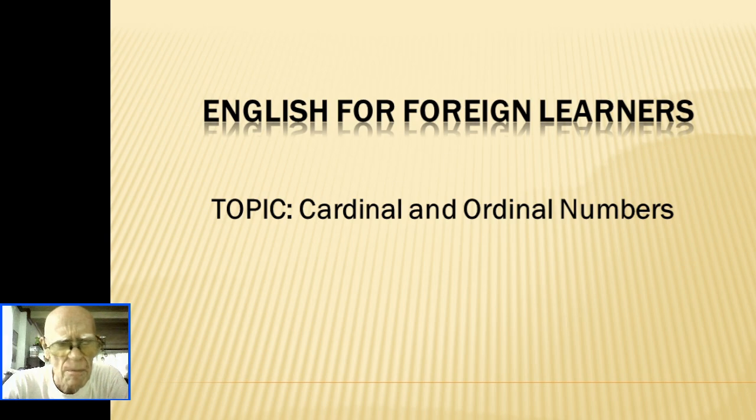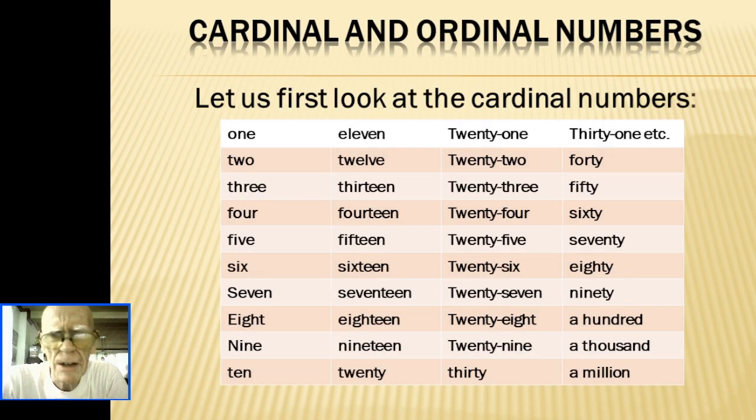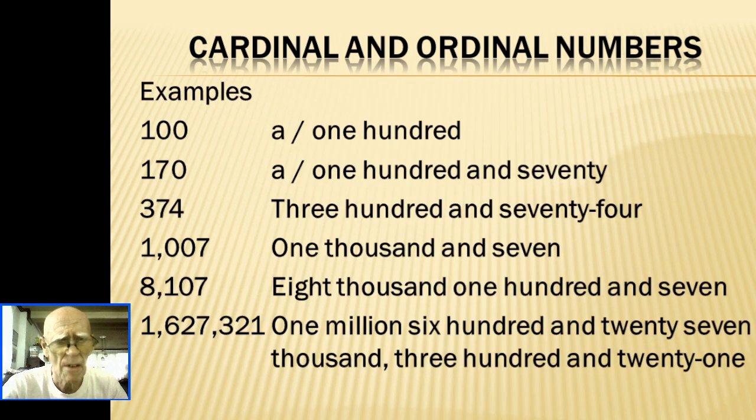My topic today is cardinal and ordinal numbers and the correct way to say them and to write them. Let us first look at the cardinal numbers. I have included the first 31 in the list. After that, the same pattern is continued up until 100. The student can pause the video here and study the list at his leisure.